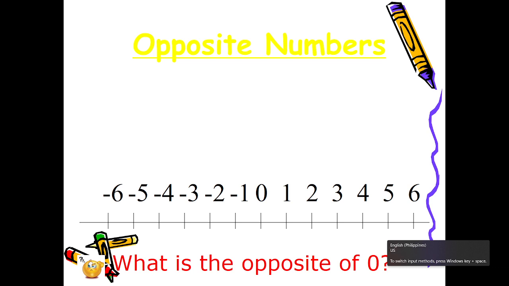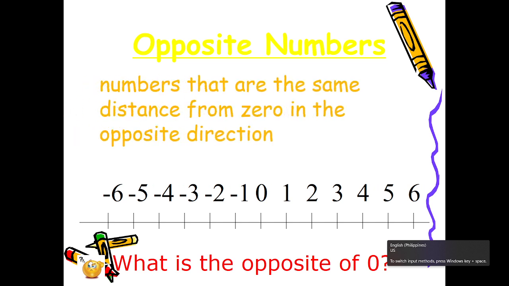Another concept is the concept of opposite numbers. Now, these are numbers that are at the same distance from zero, but they are just located in different directions. Say for example, -3 and +3. These are a pair of opposite numbers. -3 is 3 units from 0, and +3 is also 3 units from 0. Therefore, these are two opposite numbers.